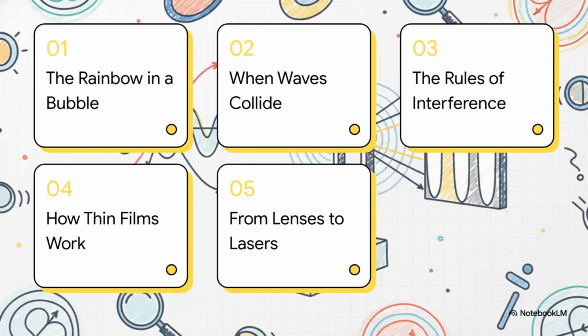Okay, so here's our game plan. We'll start with the mystery of the bubble, then get into the core physics of what happens when waves collide. We'll cover the essential rules you absolutely need to know, explain how thin films do their magic, and finally look at some amazing real-world applications. Seriously, think of this as your perfect study guide.